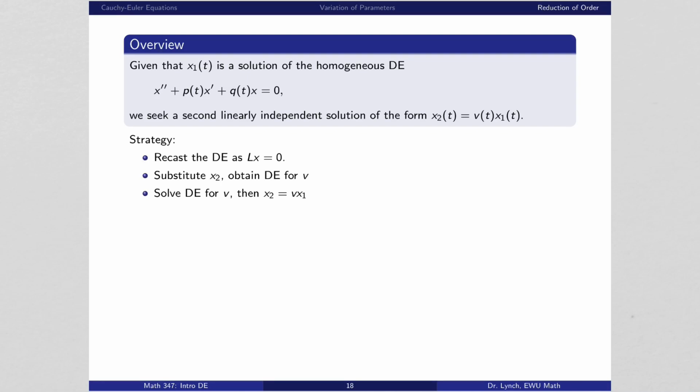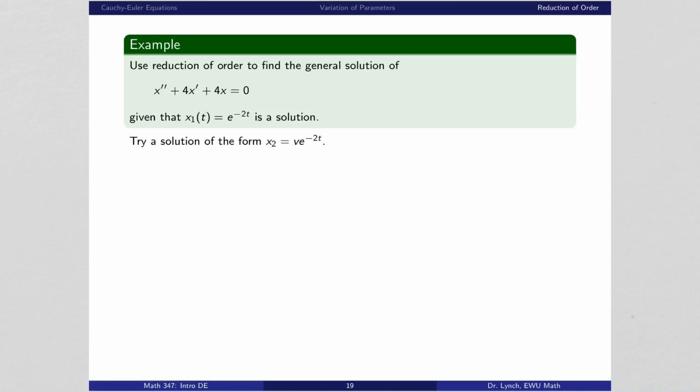Okay, so here's an example of reduction of order on a differential equation we know how to solve. We know, for instance, that e to the minus 2t is a solution to this differential equation. And to find a second solution, we'll try one of the form v times e to the minus 2t, right? So this is equal to v times x1.